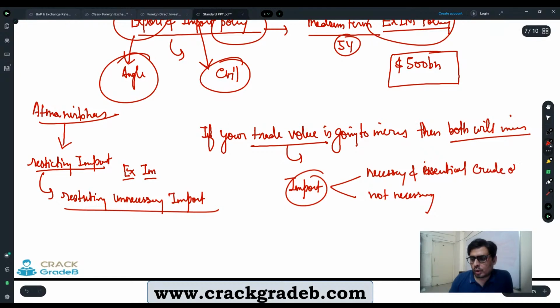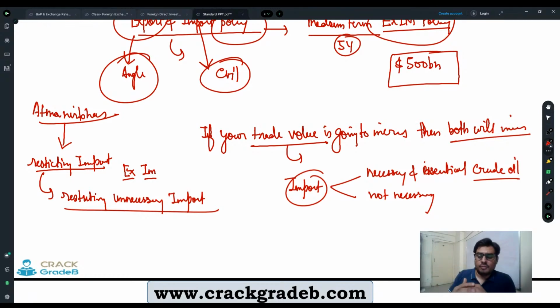Crude oil is a kind of essential import. You cannot bring it down. How can you try to bring it down? By adopting renewable sources. You can try to bring it down, but you cannot forcefully suppress it. You can have a policy for the longer run that we will try to decrease our dependency.